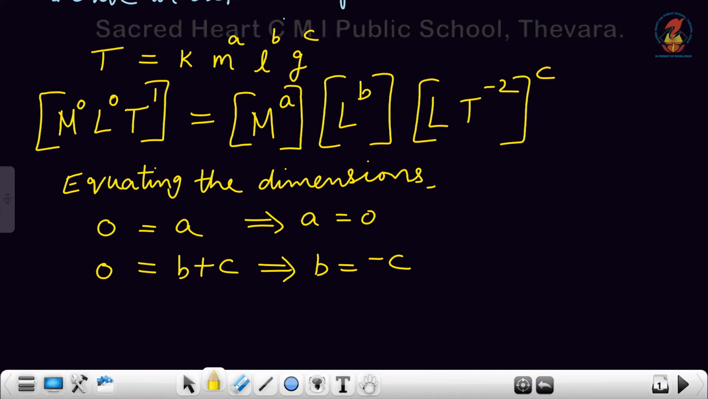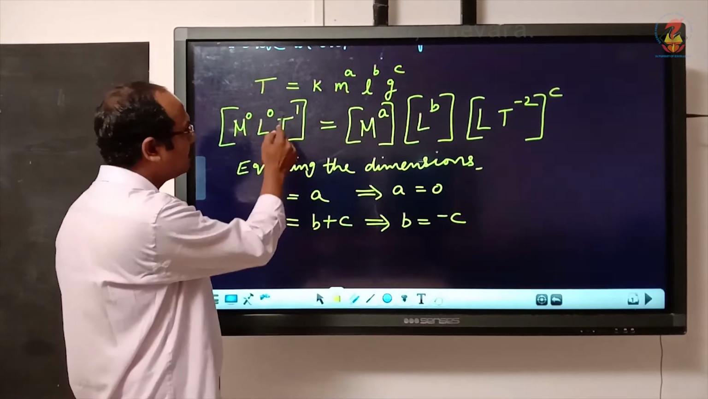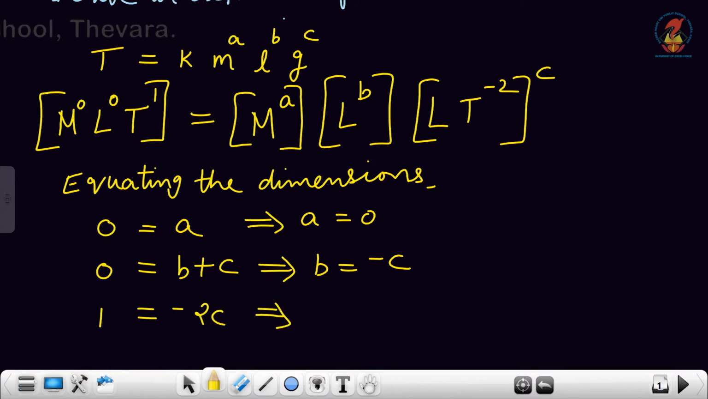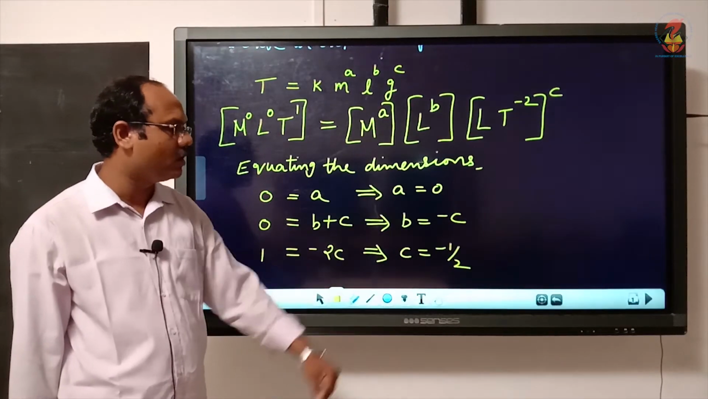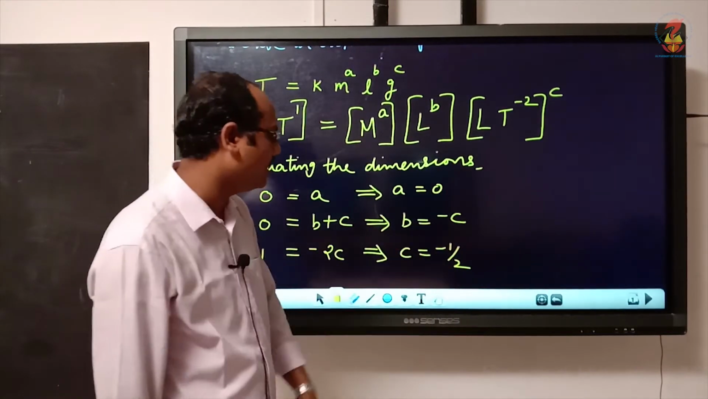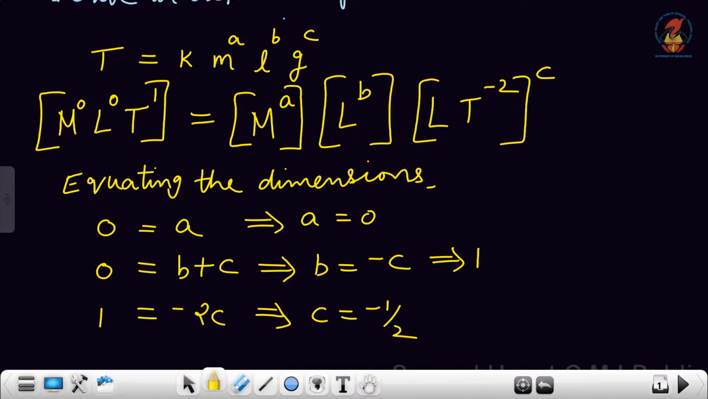Now we compare the power of time period. Power of time period on LHS is 1 and power of time period on RHS is minus 2c. So from here c is equal to minus 1 by 2. So I got c is equal to minus 1 by 2. And look at the second equation, b is equal to minus c. Then what is b? b is equal to minus of minus 1 by 2, which is plus 1 by 2.